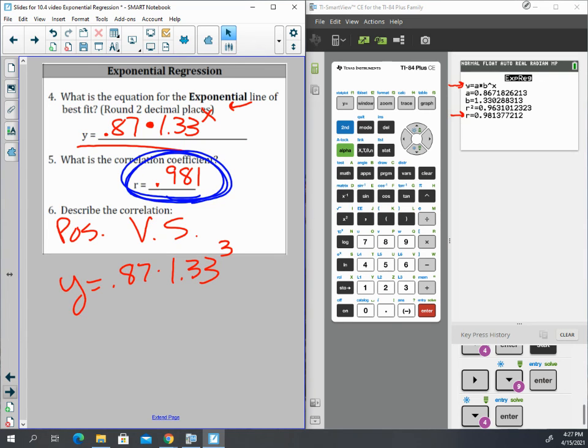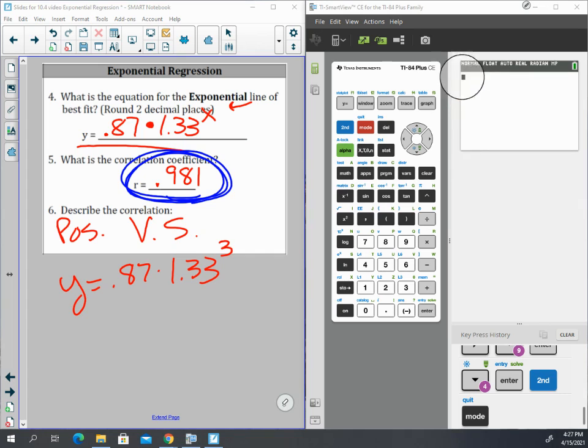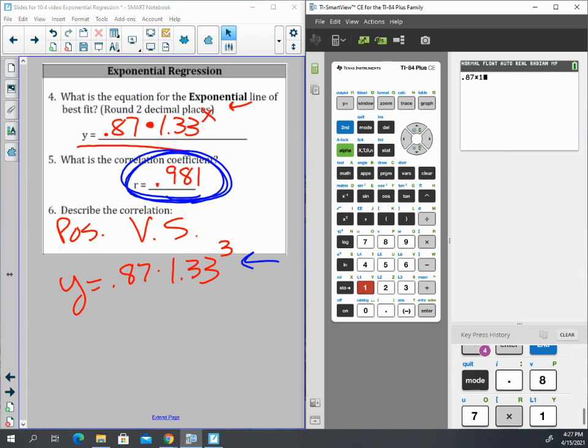So over here on the calculator, if we want to go back to the main page where you do calculations, remember you hit second and quit. Let me erase these right here. All right, we are going to use the calculator to type in this equation using 3 as our X. So we are going to type 0.87 times 1.33. And remember the little caret that's underneath the clear button is how we raise and put our 3 in our exponent, and hit enter.